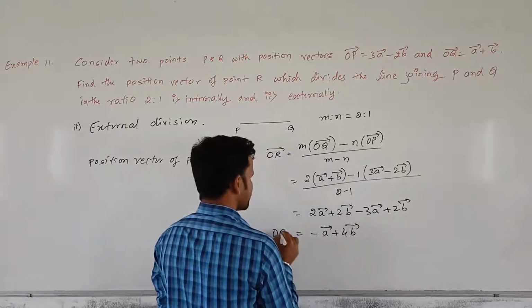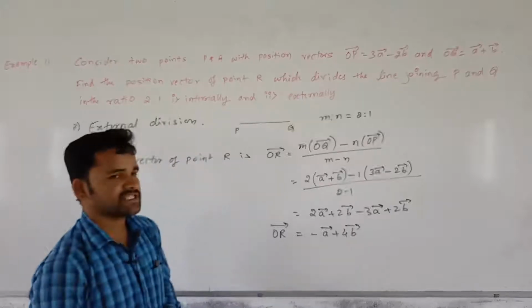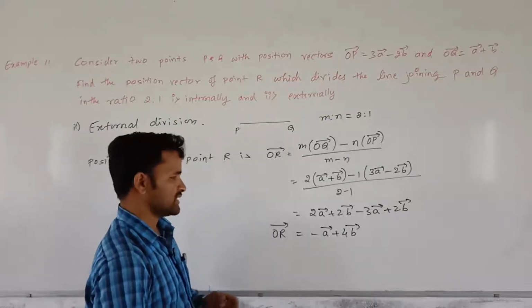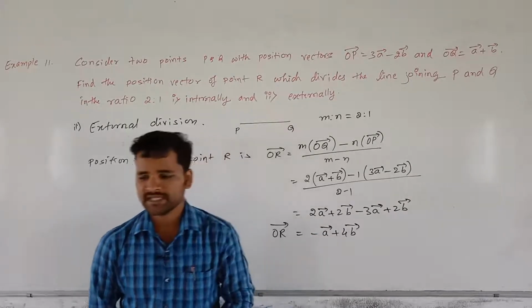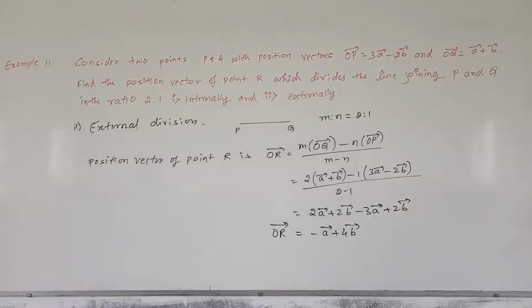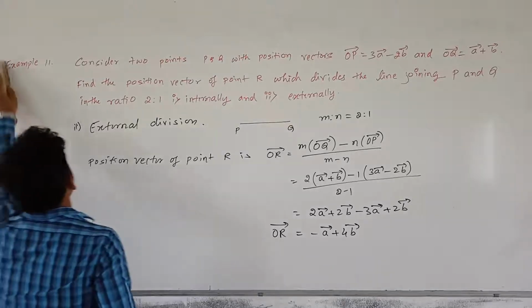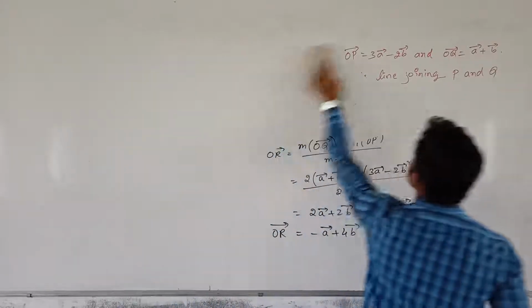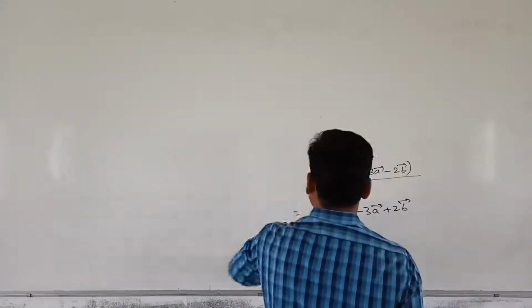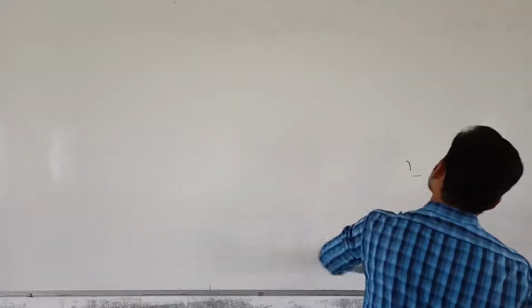You see, position vector of the point R which divides PQ externally in the ratio 2:1 is minus vector A plus 4 times vector B. This is about example 11. Now we will take the next example, that is example 12.